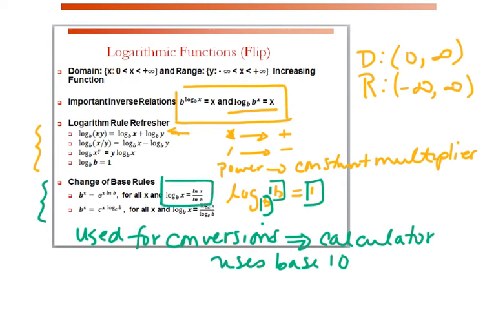The log base b of x is equal to ln of x divided by ln of b. That's the primary one that I'm going to be using, which coincides with this property. b to the x is equivalent to e to the x ln of b, and that's for all x. So that's the bases that I'll be concentrating on primarily.